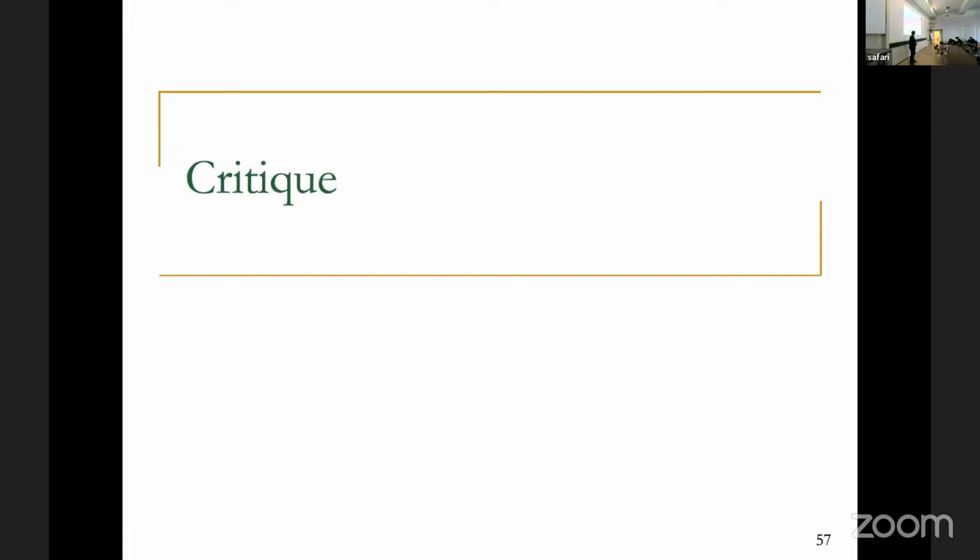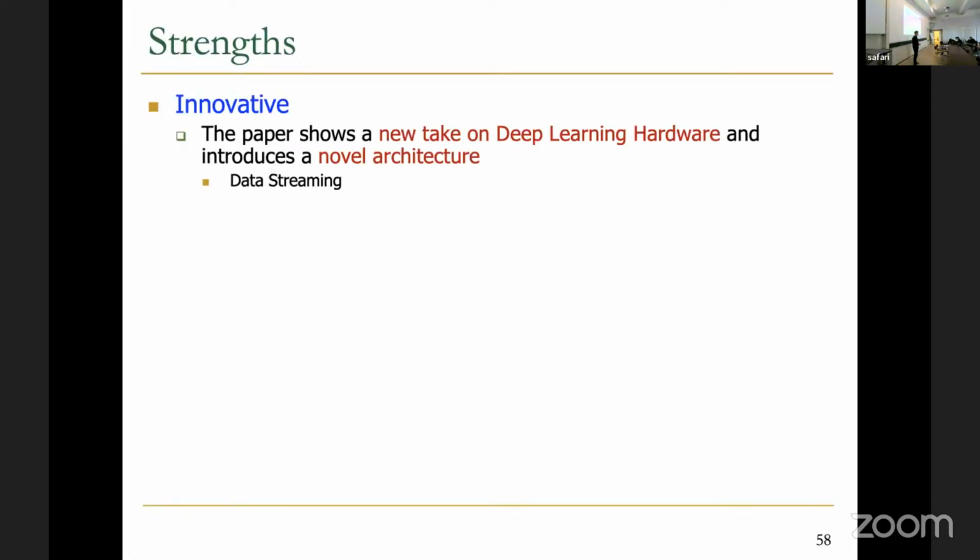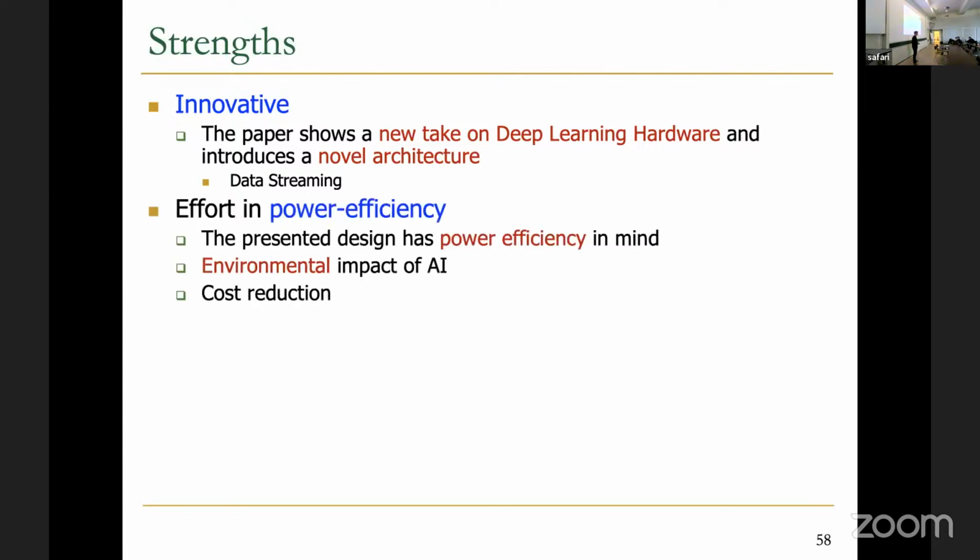So then let me quickly give you my subjective opinion on the paper. First of all, what I really liked about it is that it's really innovative. The paper shows a new take on deep learning hardware and introduces a novel architecture by this data streaming model. I do not know if this has been used before, but I could not find anything meaningful.